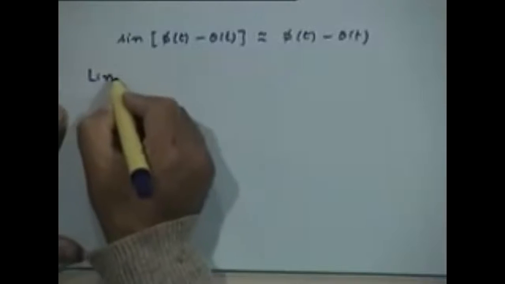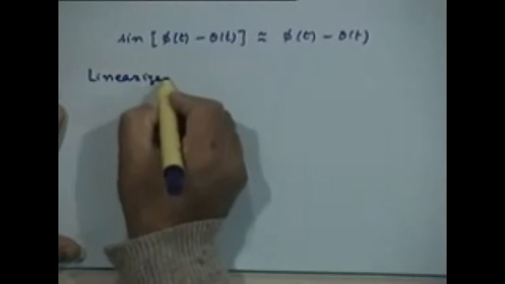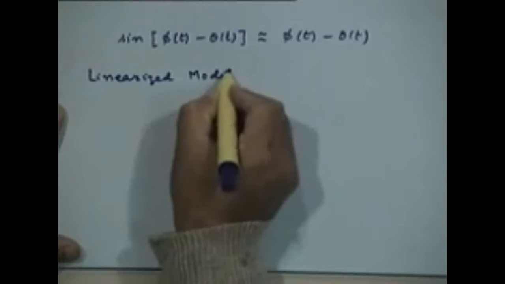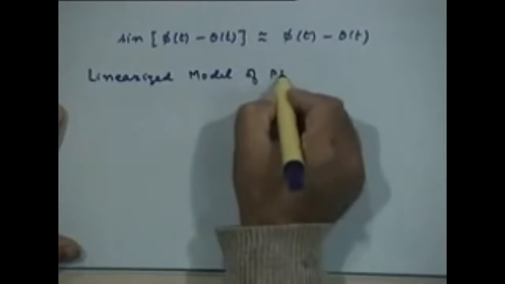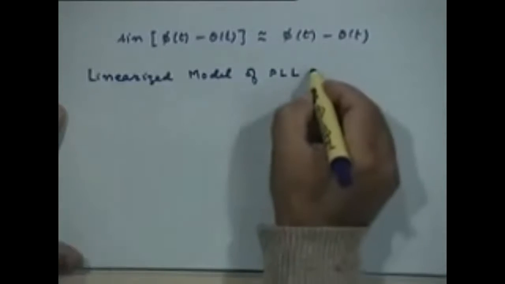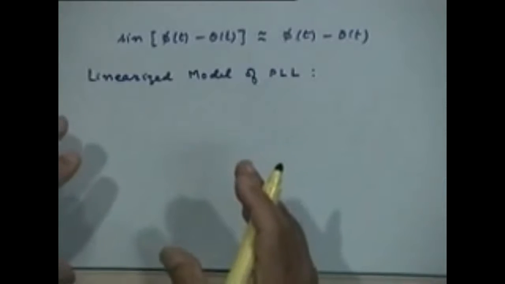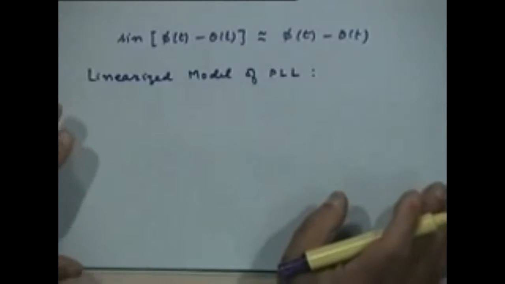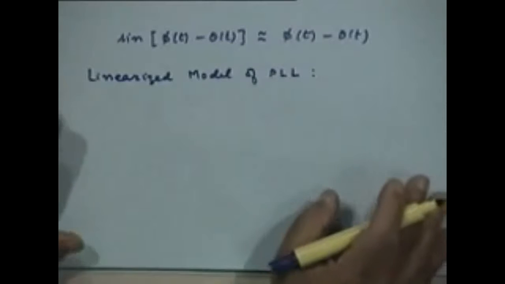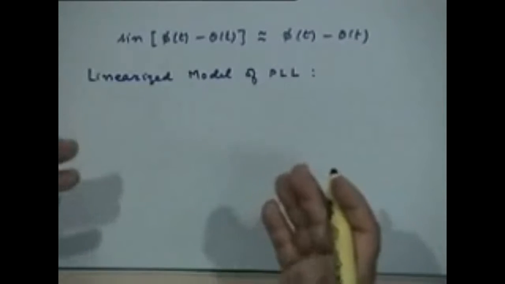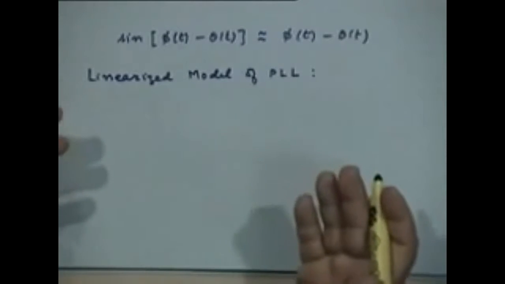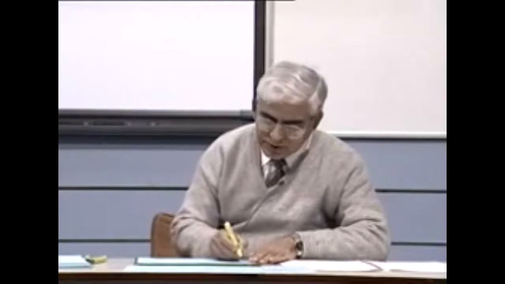So, that gives us what is called a linearized model of the phase lock loop. Once you have this, of course, I think you haven't yet gone through a course on control systems. Once you have this, it becomes a very simple case of a closed loop linear feedback control system. It does not matter, we will not need that background, whatever we need we will develop it here.